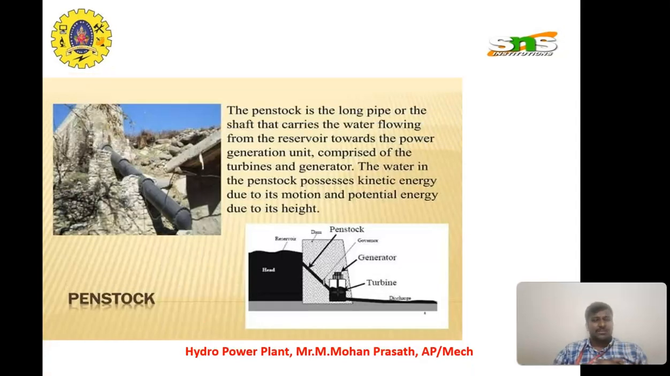Next, penstock. The penstock was a long pipe which was a connection between the reservoir and the powerhouse, which comprised generation units such as turbines and the generator. In the penstock, the water moves at high velocity and strikes the turbine. The turbine is connected to the generator, which will produce the electricity.